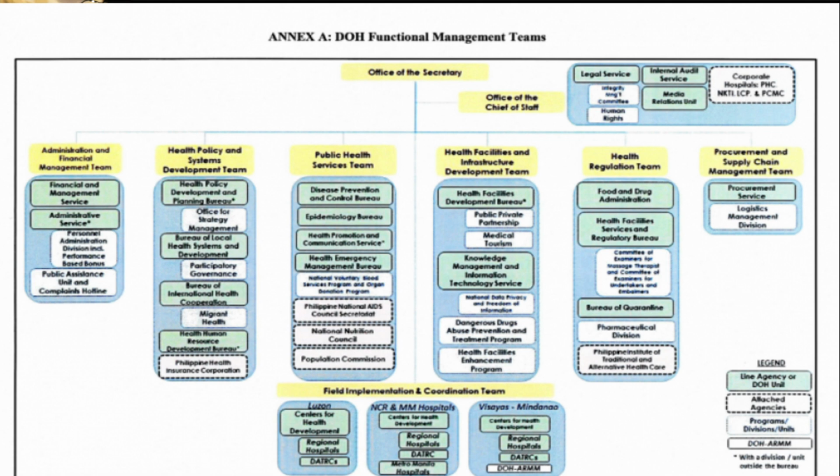This is the revised organizational chart of the Department of Health. The current Department of Health Secretary, Dr. Duque, calls it the DOH Functional Management Teams. There are 7 functional teams which are headed by an undersecretary and assisted by an assistant secretary. I will go back to this slide later in my presentation.